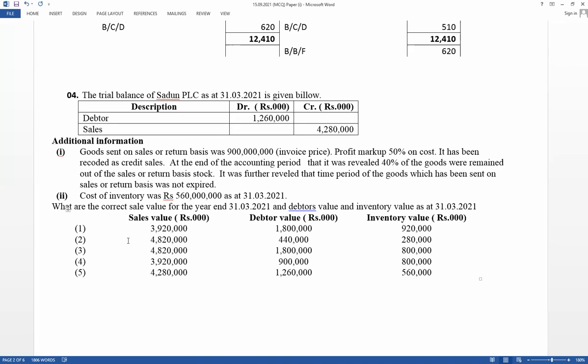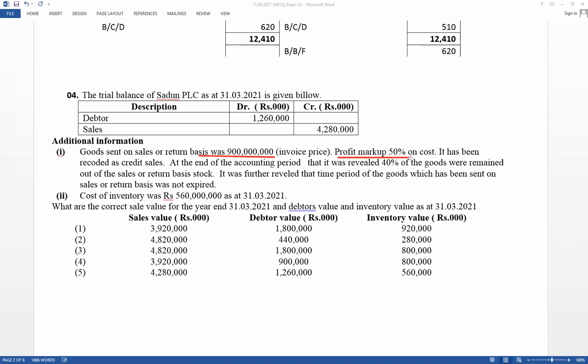It has given the trial balance as at 31st March 21, and the trial balance has debtors and sales. Think about credit sales: debtors account debited, sales account credited, and goods sent on sales or return basis. Think about the invoice price, the value is 1,900,000. The invoice price has been given, which is the selling price, and the profit markup has been given.